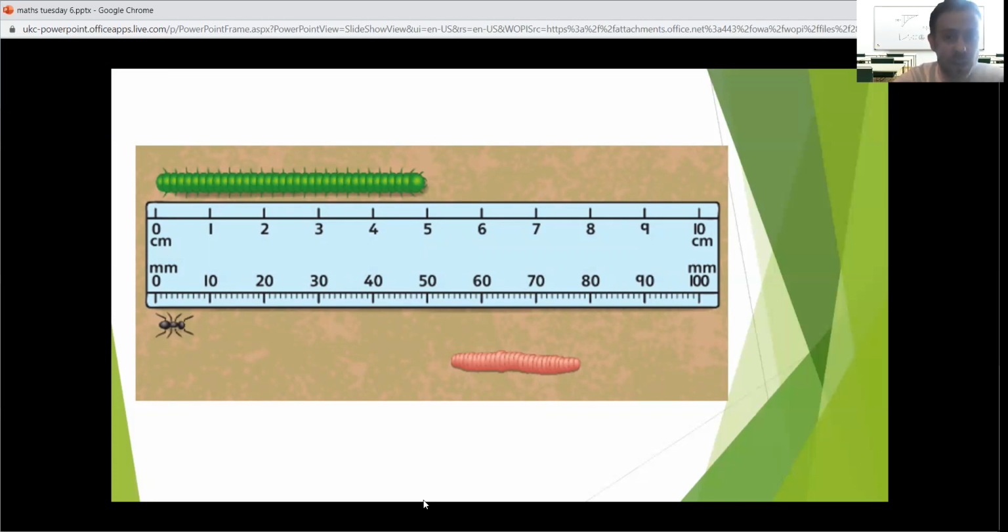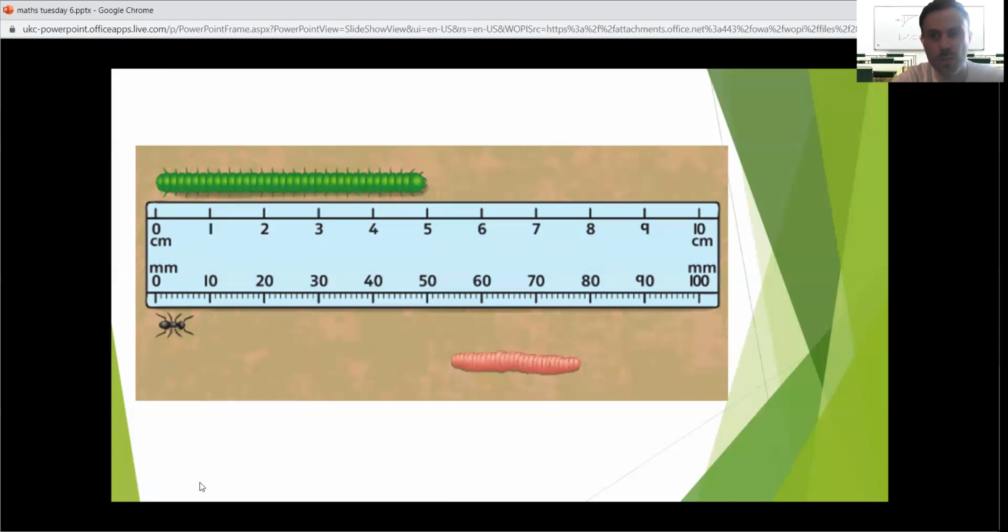1A, you have to tell me how long the centipede is, and how long the ant is. There's the ant. Okay, so pause and have a go at that. Centipede and the ant. All right, so you had to find the length of the centipede and the ant. Let's find out how to do it.